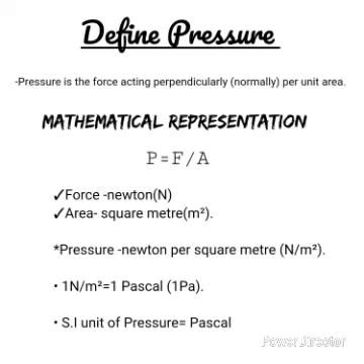Pressure is defined as the force that is acting perpendicularly per unit area. Now, based on this particular definition, we can express this mathematically as pressure is equal to force over area. Now, force is given in Newton and area given in square meter. It therefore means that the unit for pressure should be Newton per square meter. Now, 1 Newton per square meter is equivalent to 1 Pascal, and therefore the SI unit of pressure is given as Pascal.